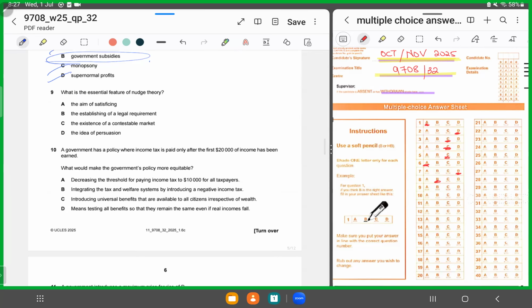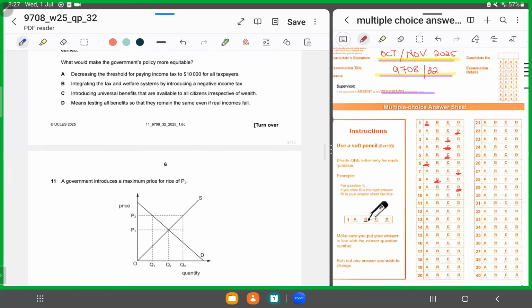Moving forward, MCQ number 9. What is the essential feature of nudge theory? Nudge theory is when you are influencing without forcing. Like, for instance, if you've kept healthy foods without asking people to eat them, right? So you are sort of persuading them. So look at the options, and option number D says the idea of persuasion. So for 9, we'll shade in D as the correct answer.